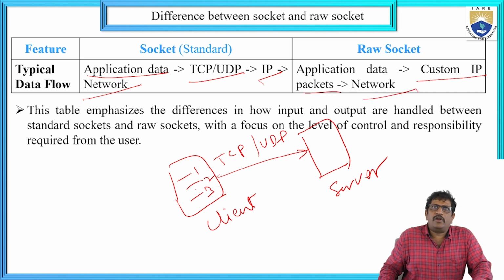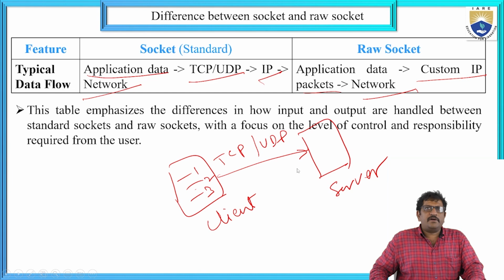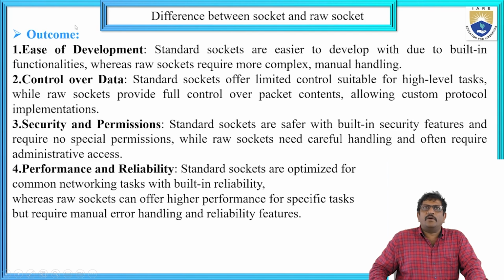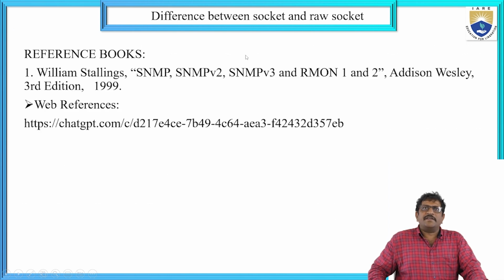So this is the table which emphasizes the differences in how input and output are handled between sockets and raw sockets. So these are all the outcomes. Sockets are easy for development, with control over the data, security and permissions very easy, and performance and reliability can be achieved. Whereas raw sockets can offer high performance for specific tasks but require manual error handling and reliability features.